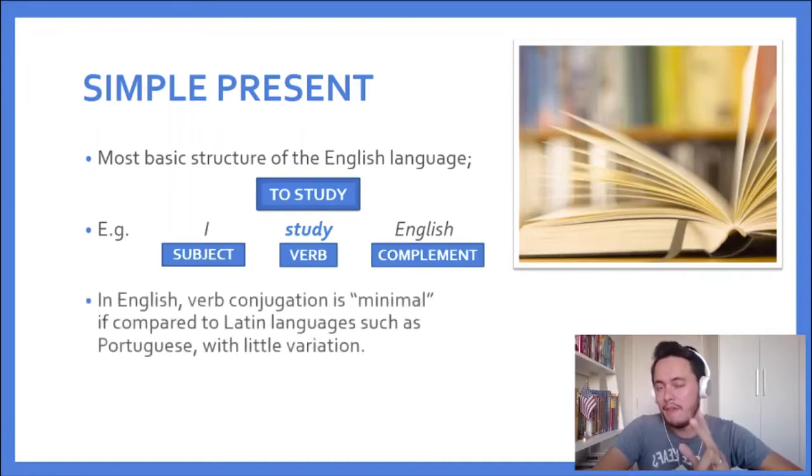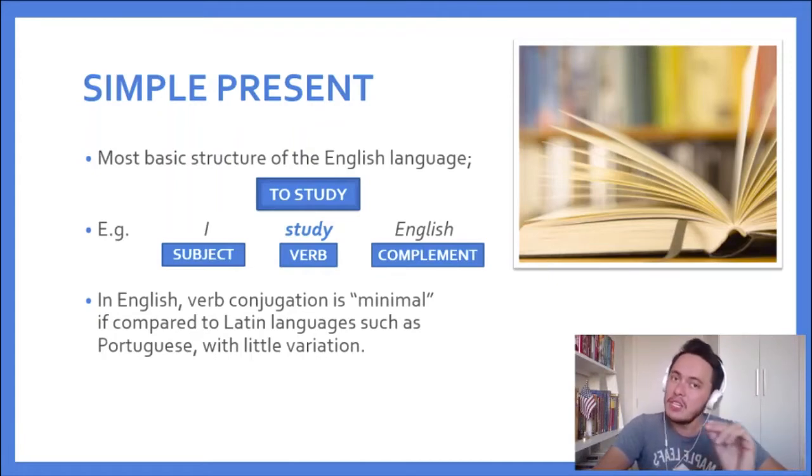Now it's very interesting to know that in English, verb conjugation is minimal if compared to Portuguese, Spanish, French, where you have different conjugations for different persons. Now, in English, we have a certain variation, which I will show you in the next slide. But basically, the verb stays the same.